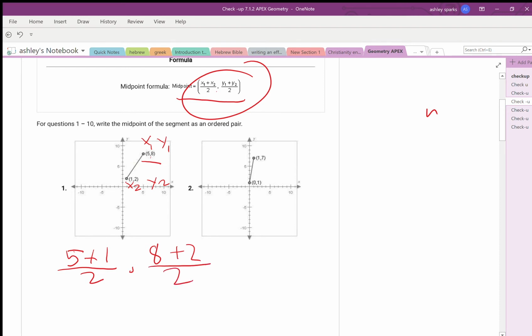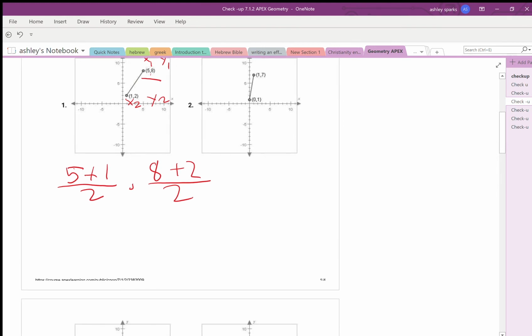Okay, and now we want to go through and simplify this. So 5 plus 1, I hope we know, is 6, over 2, comma, 8 plus 2 is 10, divided by 2. Okay, and simplifying this, because they're both easily divisible by 2, 6 divided by 2 is 3, and 10 divided by 2 is 5. Okay, and if you wanted to check that, you could always plot the point. (3, 5) would be about there, and that's about halfway through my line. So we found the midpoint.